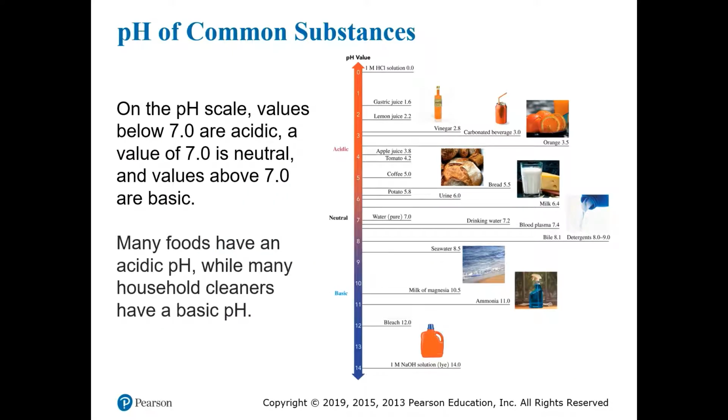This graphic shows some familiar substances and where they are on the pH scale. You can see that many of the foods that we eat fall into the acidic range, while many household cleaners are more basic. Pure water has a pH of exactly 7, but drinking water can sometimes be as low as 5 or as high as 9 or even higher, depending on the source and the minerals and electrolytes dissolved in it.